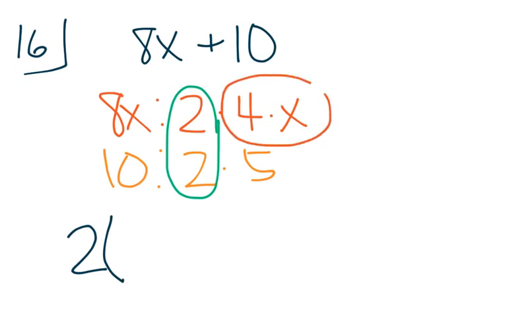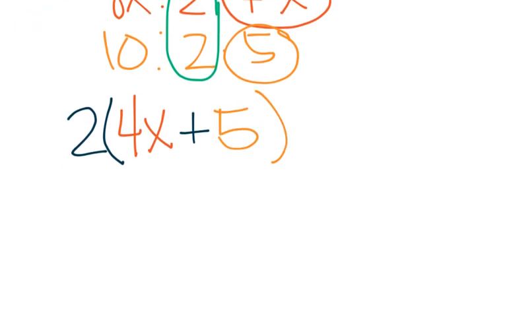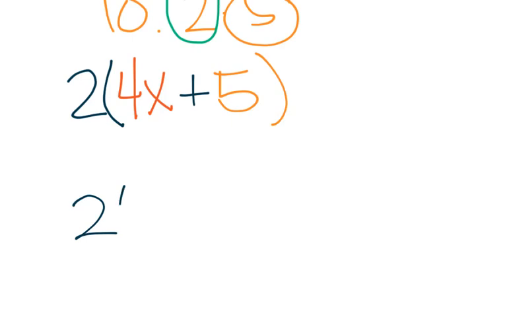So 4 times x, we're going to keep these separate. That's 4x. We're going to bring down the plus sign, so plus, and then the leftover from the 10, which is 5. So that's going to be 5. So this is your answer, 2 times 4x plus 5.